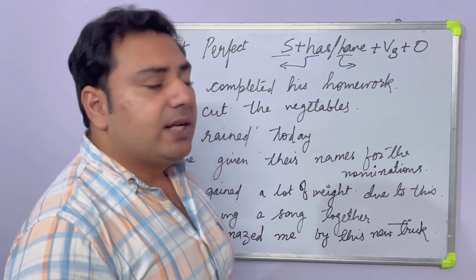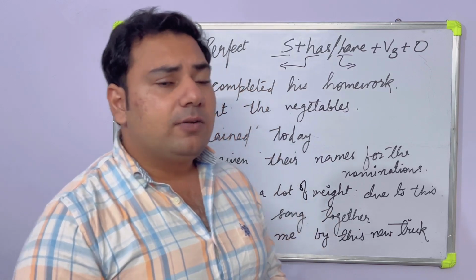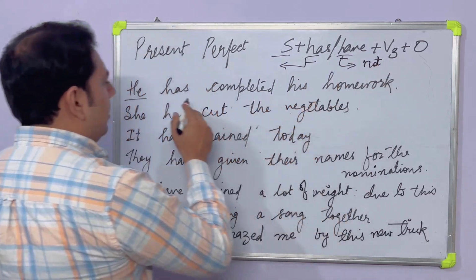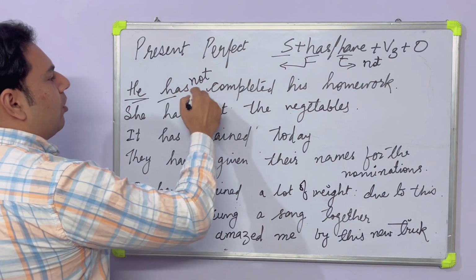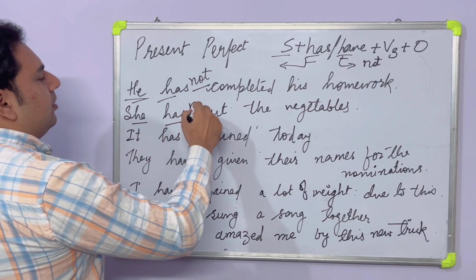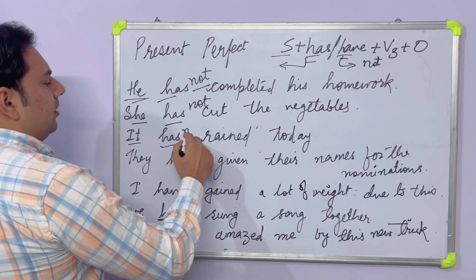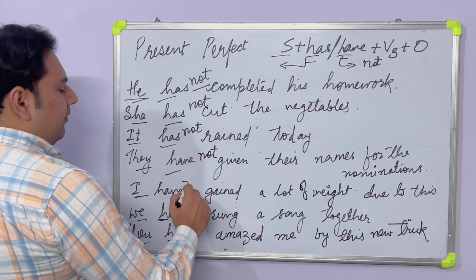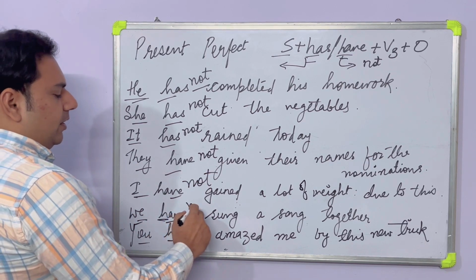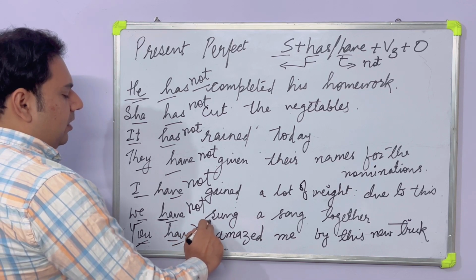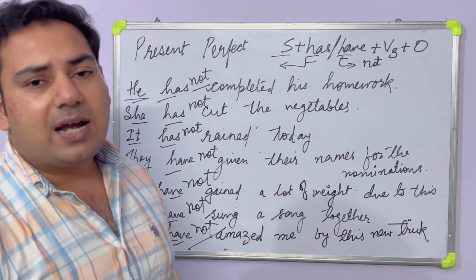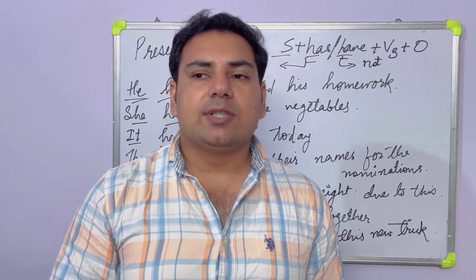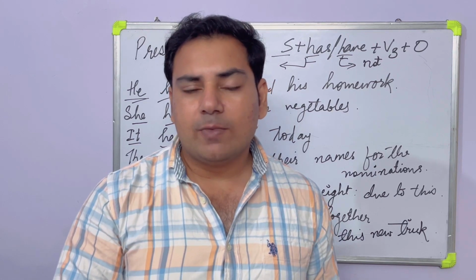And now we will move to the negative form. The negative form is very easy. After has and have, you can just add not. So he has not completed his work. She has not cut the vegetables. It has not rained today. They have not given their names. I have not gained. We have not sung. You have not amazed me. You just have to add not after the auxiliary verb, means has or have, to make it a negative sentence. So that is being done.